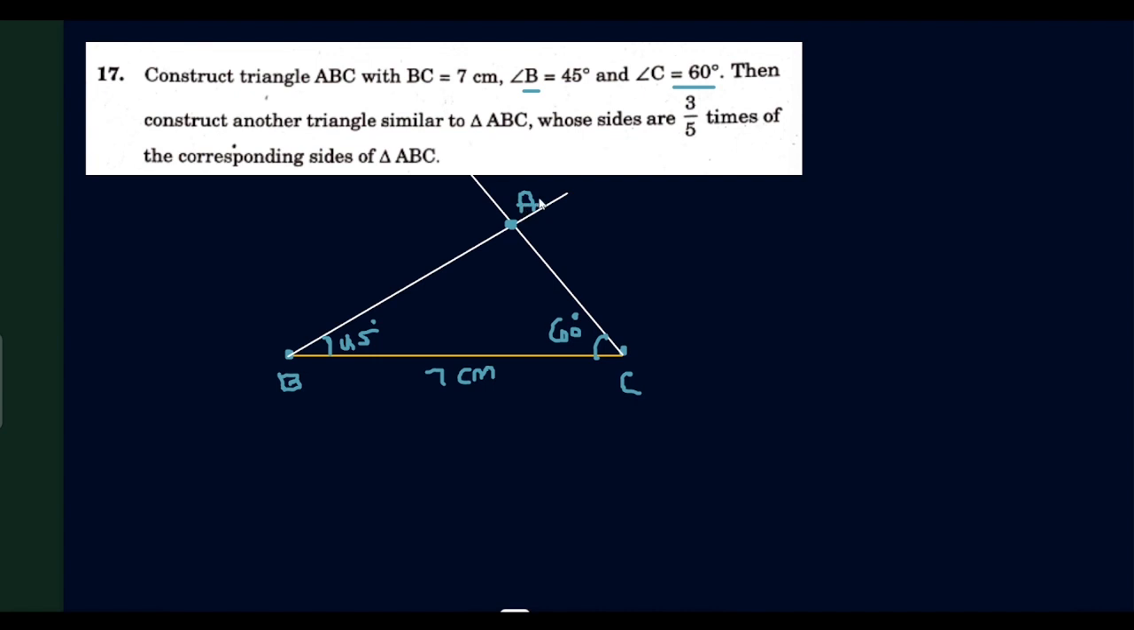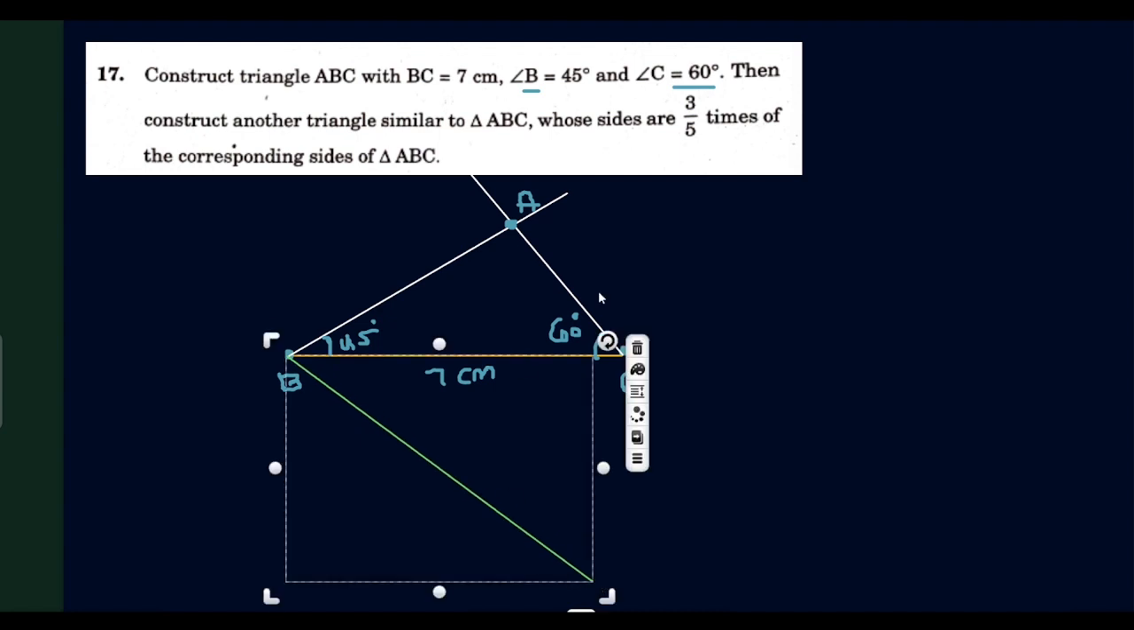Now what we need to draw? We need to draw one more line, but on the opposite side of this A. Okay, so this is one more line by making equal 45 degrees. Okay, and we need to make 5. Okay, here I'm just drawing one more line from B.